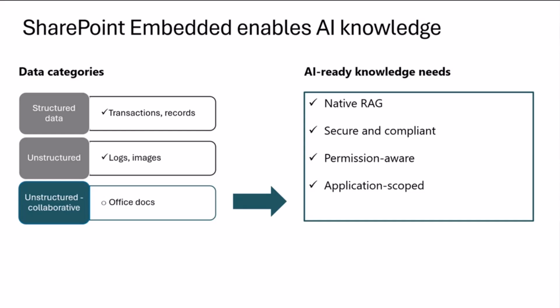If I am a global auditor, I should have access to multiple clients. But if I am assigned to a particular client and I have signed my contract accordingly, I should only get AI responses for that particular client's knowledge base. So that permission awareness is a very critical aspect of an AI-ready knowledge platform. And last but not least, we talked about it, it needs to be application scoped, right?